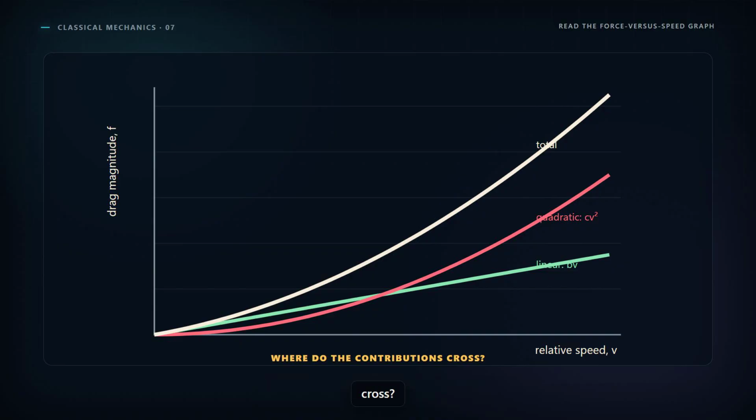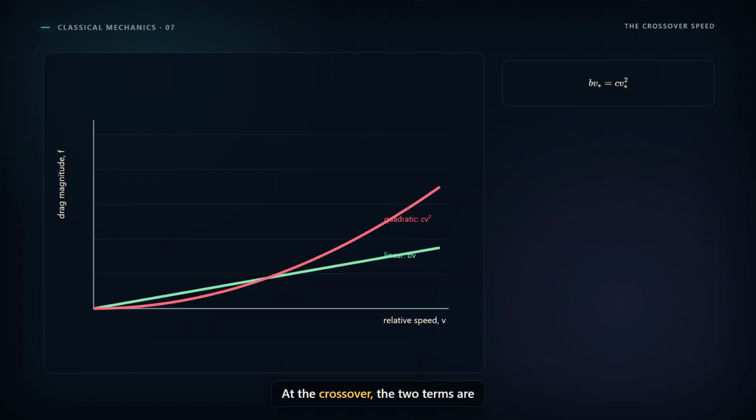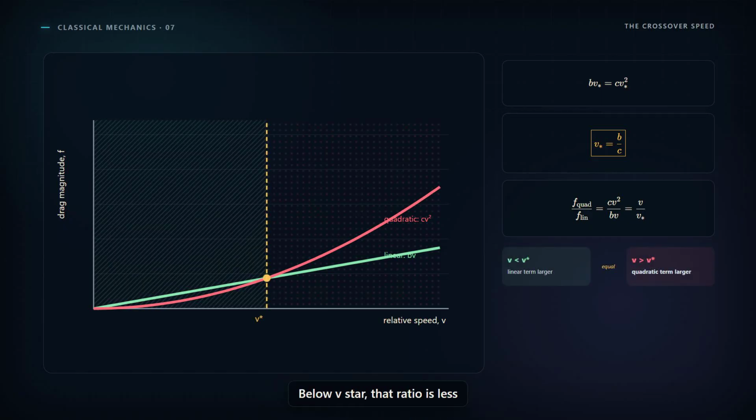Where do the contributions cross? At the crossover, the two terms are equal. BV star equals CV star squared. For a non-zero speed, cancel one V star and get V star equals B over C. Divide the quadratic term by the linear term, and the ratio becomes V over V star. Below V star, that ratio is less than 1, so linear drag dominates the drag model. Above V star, it exceeds 1, so quadratic drag dominates. At the crossing, they are equal. Dominates means larger than the other drag term. It does not automatically mean drag is larger than gravity or every other force.